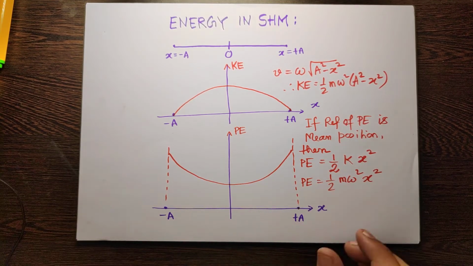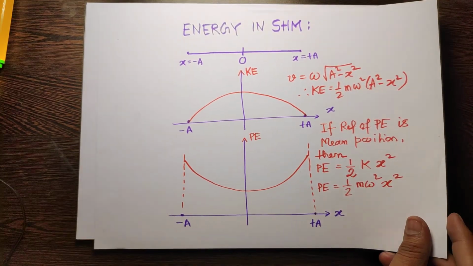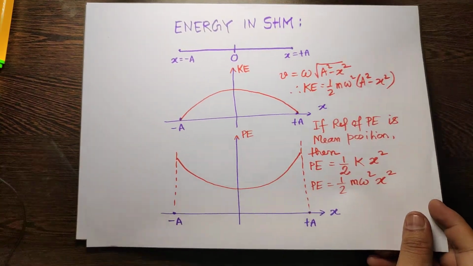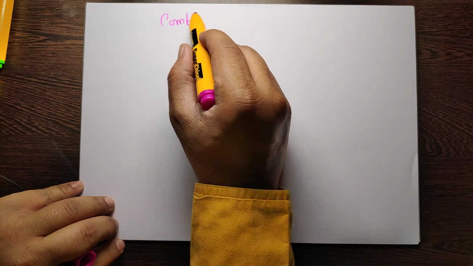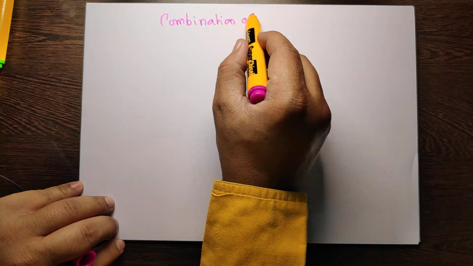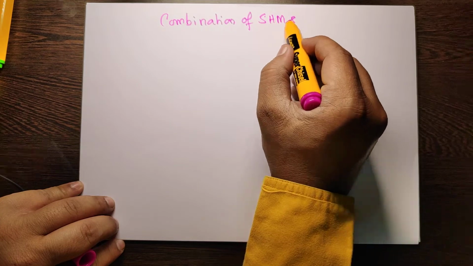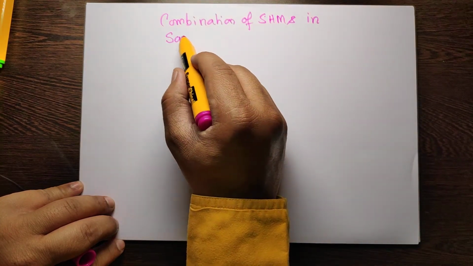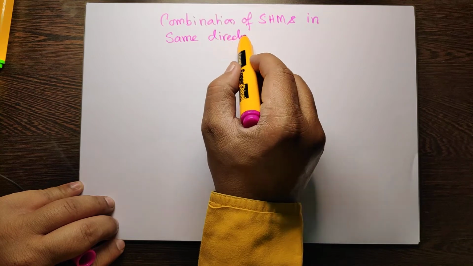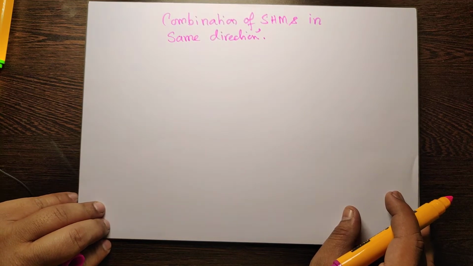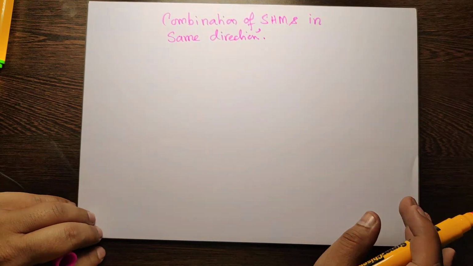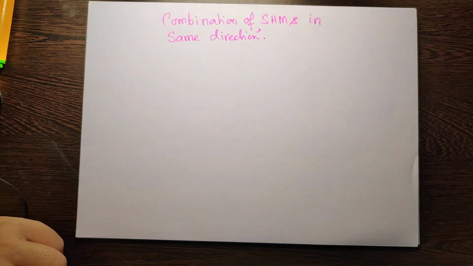Okay. So next page we will discuss the combination of simple harmonic motions in the same direction, that is, combination of two SHMs. First we will start with combining two SHMs in the x axis, in the same direction. That is, both simple harmonic motions will be along the x axis, and we have to find the combined simple harmonic motion, that is, the equation of the combined simple harmonic motion.